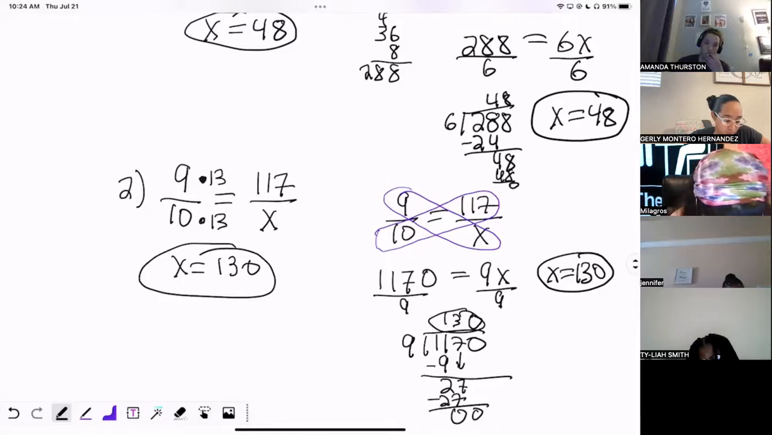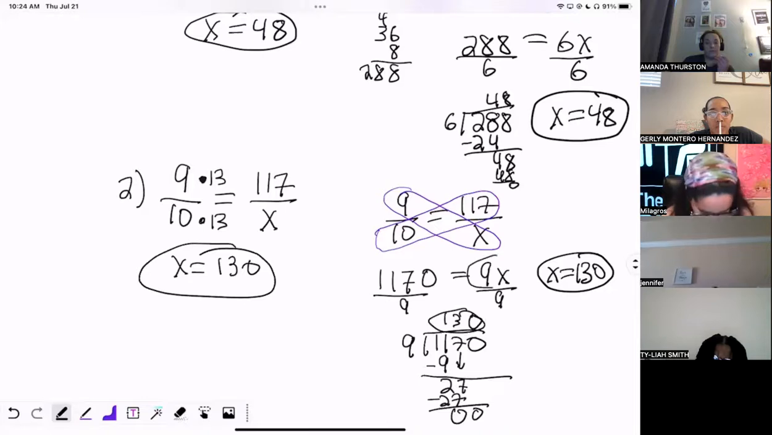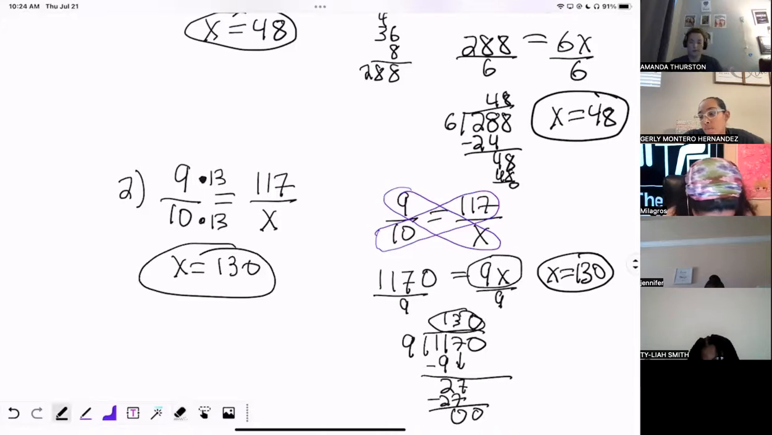Mrs. Garrett, maybe I missed it. Why do you divide by 9? Oh, divide by 9? Because 9 is with the x. Like this. We want to get to x. So how do we get to x? We've got to divide 9 off. Okay, thank you. Sorry. Oh, no, you're fine. Don't be sorry. It's good.